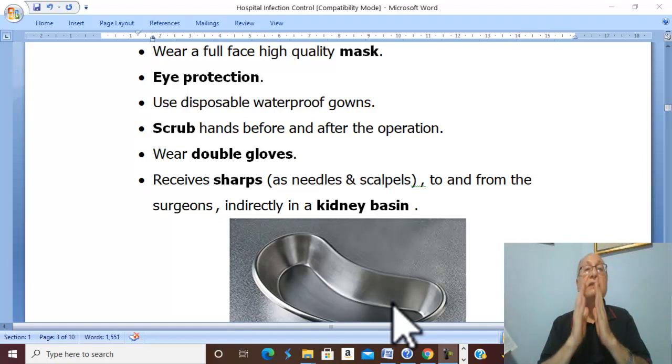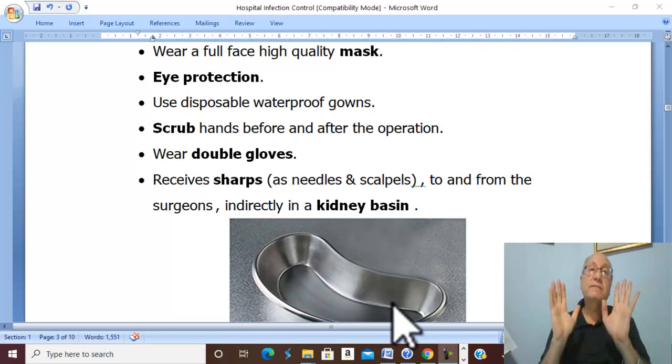Finally, decontamination. Decontamination means removal of microbial contamination. What is the meaning of decontamination? By one of the following.